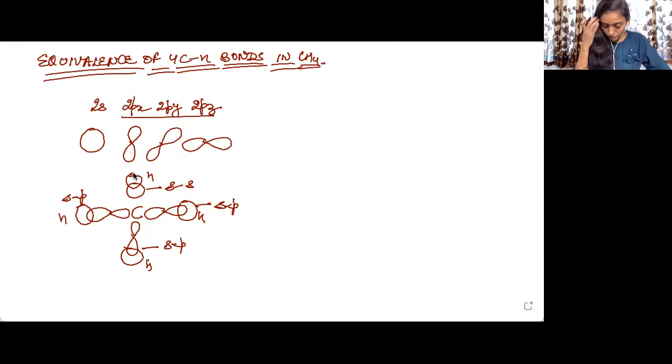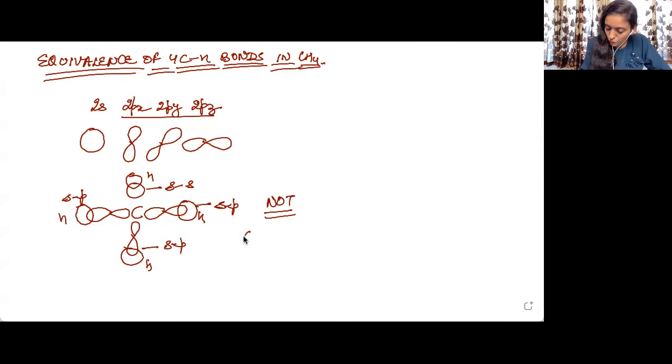So now, if I say that these 4 are equivalent or not, you will definitely say these are not equivalent. Why so? Because the nature of orbitals involved in the formation of these 4 bonds is different. But I ask you one question.